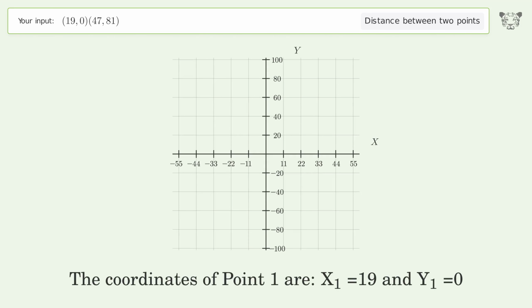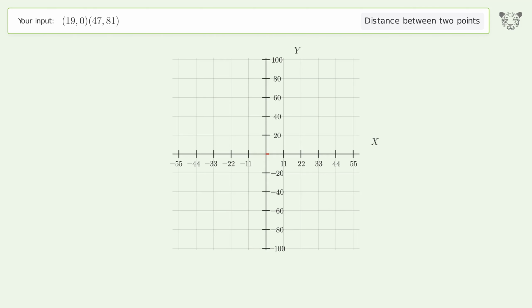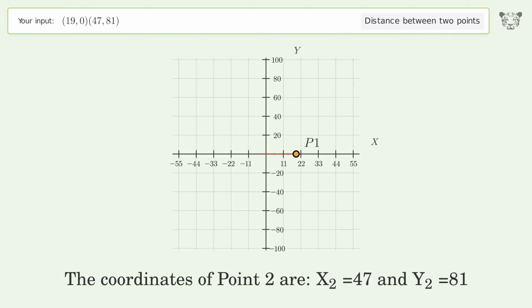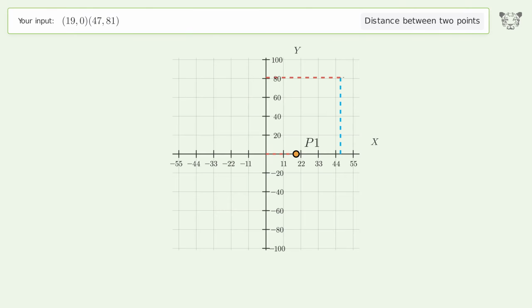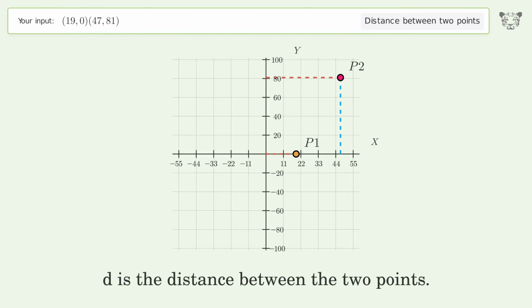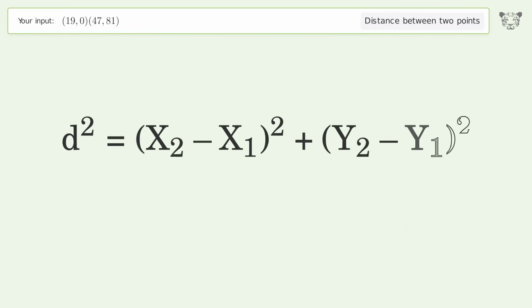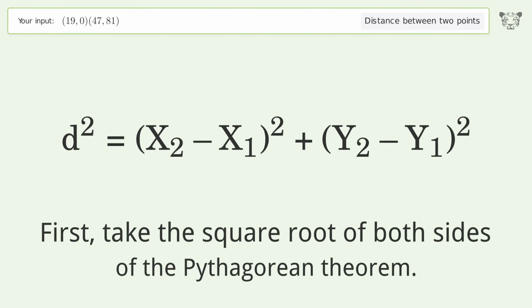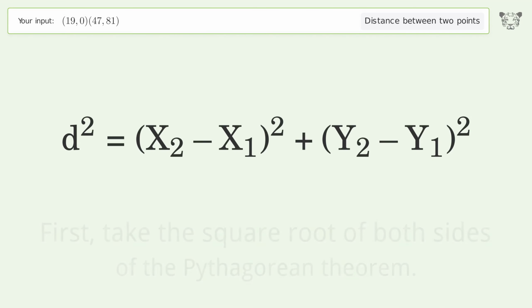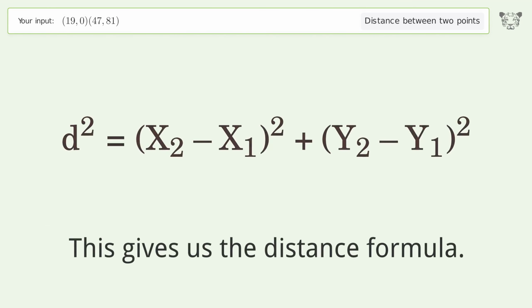The coordinates of point 1 are x1 equals 19 and y1 equals 0. The coordinates of point 2 are x2 equals 47 and y2 equals 81. D is the distance between the 2 points. First, take the square root of both sides of the Pythagorean theorem. This gives us the distance formula.